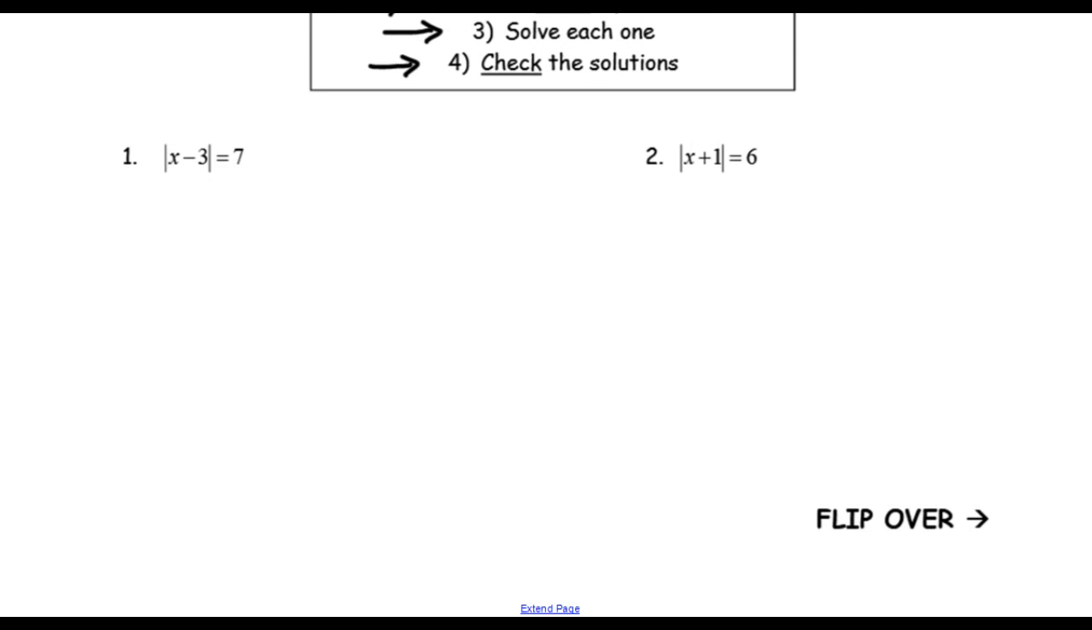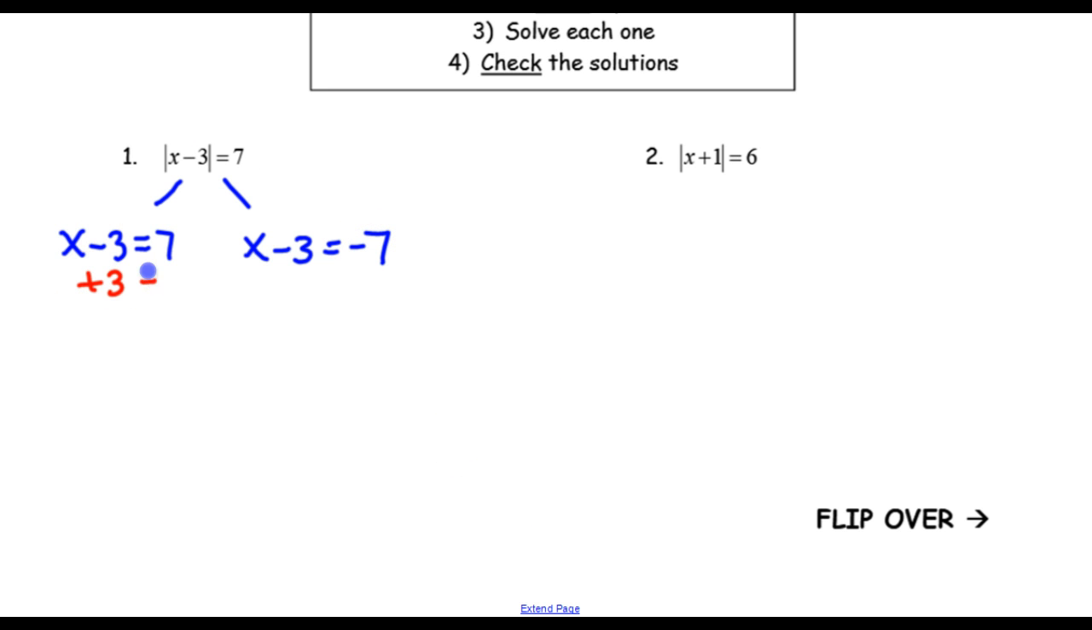Let's look at number 1. Number 1 says the absolute value of x minus 3 is 7. The absolute value is isolated, that means it's the only thing on one side of the equation, which in this case it is. So now I can break this into 2 separate equations. I'm going to have x minus 3 equals 7, and then I'm also going to have x minus 3 equals negative 7. Notice how I changed the solution on the right. One's positive, one's negative.